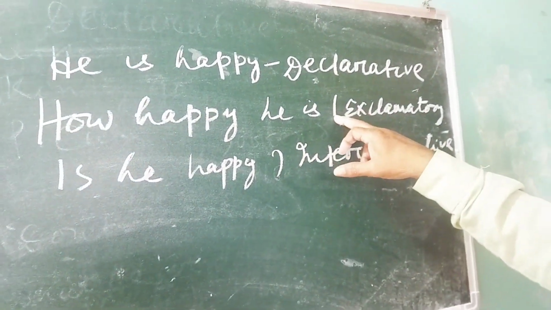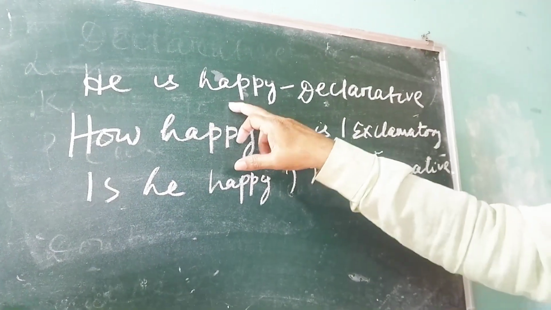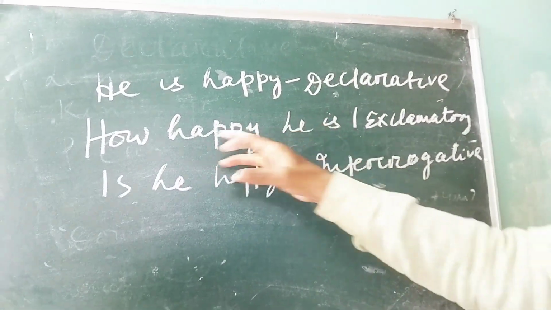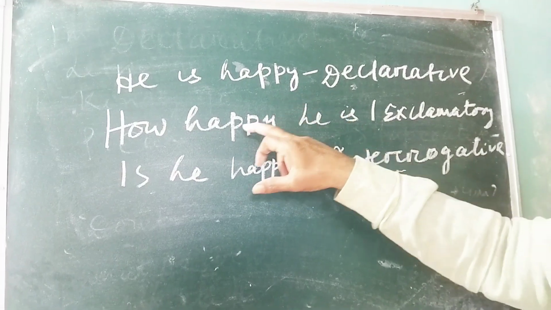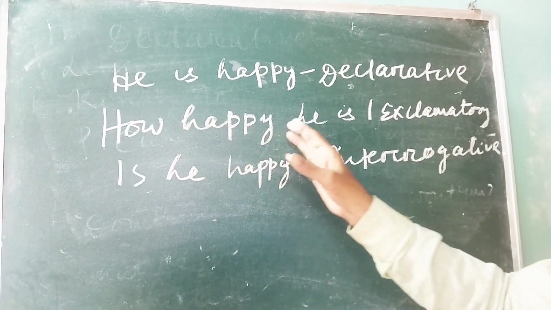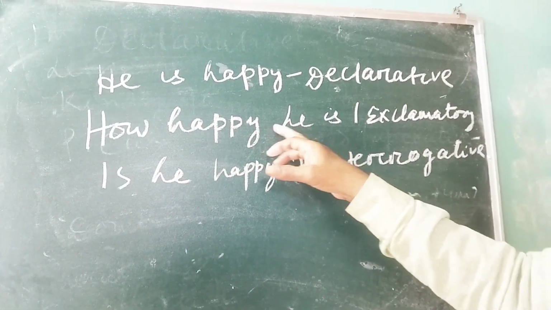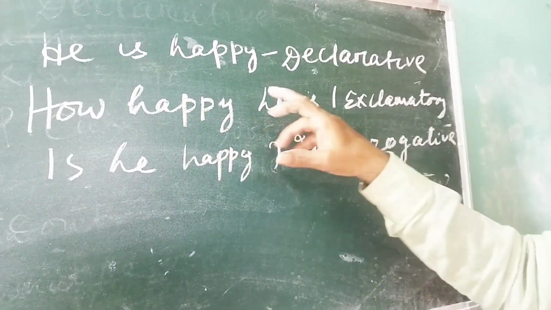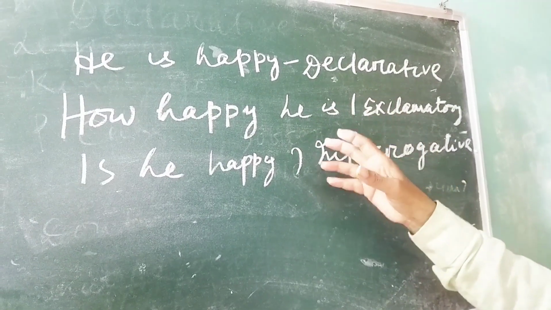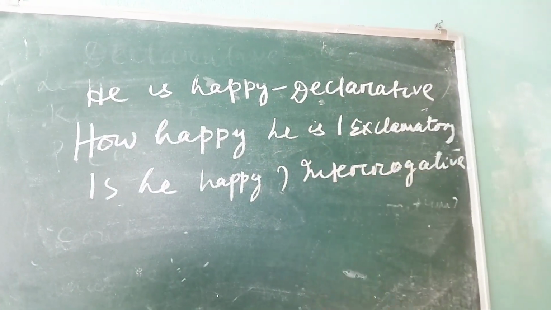How happy he is, exclamative mark is there. Sometimes questions come, he is happy, turn it into an exclamative sentence. So put how at the beginning of the sentence and put that adjective just after that how, and put the subject, the third person, and the verb at the last, put the exclamatory mark. That is how happy he is. She is very beautiful, how beautiful she is. I am very sad, how sad I am.